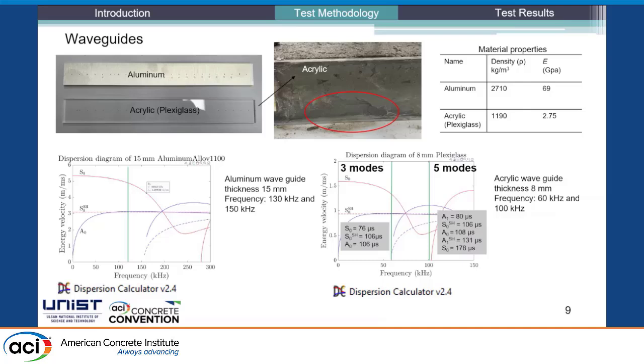And moreover, these are called dispersion curves, and we are going to find out how the wave behaves at certain frequencies, which is why it is drawn for the aluminum and then the plexiglass. And we have to pick certain points of frequency which we will excite in these waveguides, which is why I have shown here 3 modes at 60 kHz frequency and 5 modes at 100 kHz frequency.